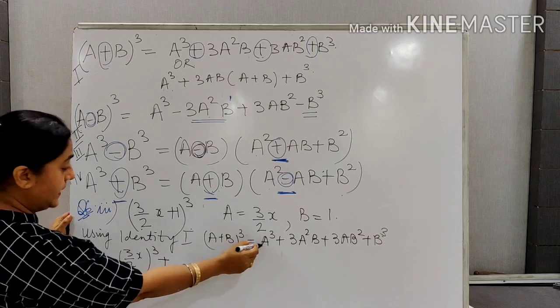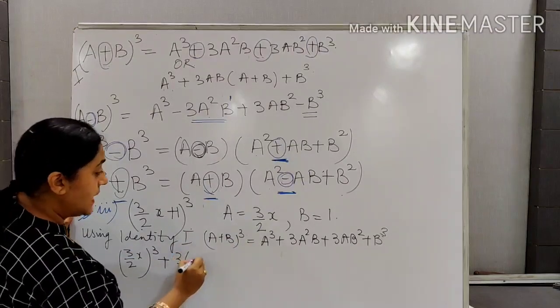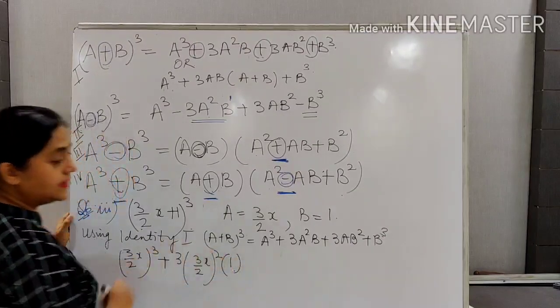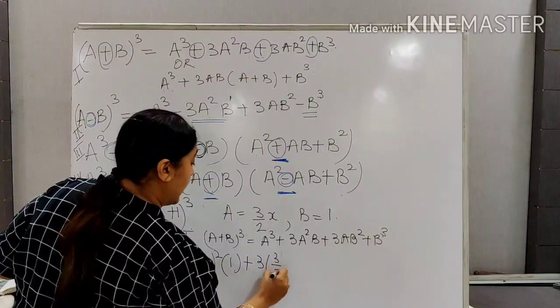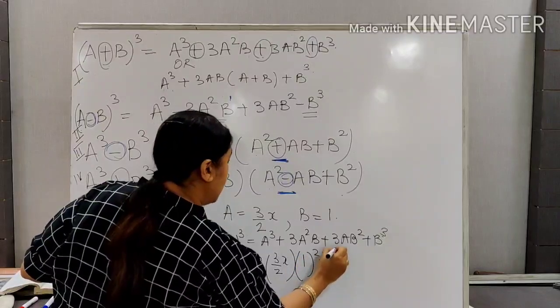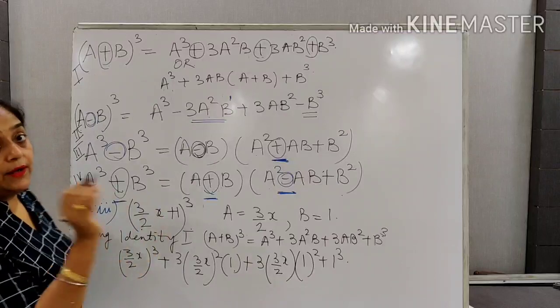Right? So what is a cube? It is (3 by 2x) whole cube plus 3. What is a square? It is (3 by 2x) whole square, and what is my b? It is 1. Similarly, 3ab square. You will write like this only, the way I am writing. 1 square plus b cube, that is 1. Right? Now, (3 by 2) whole cube.